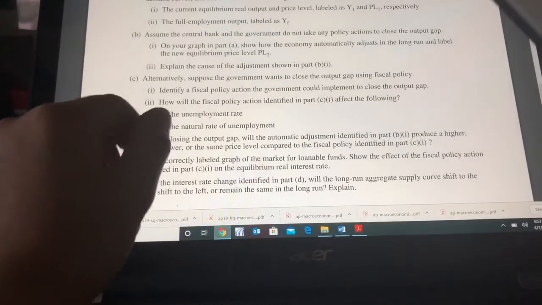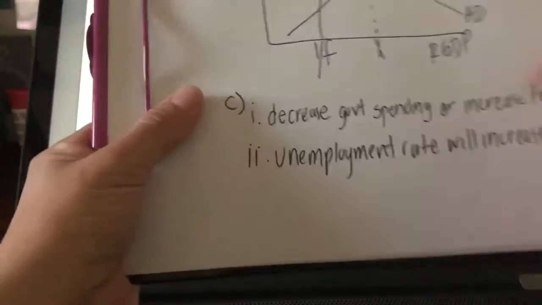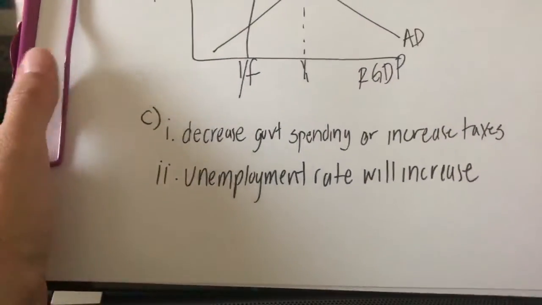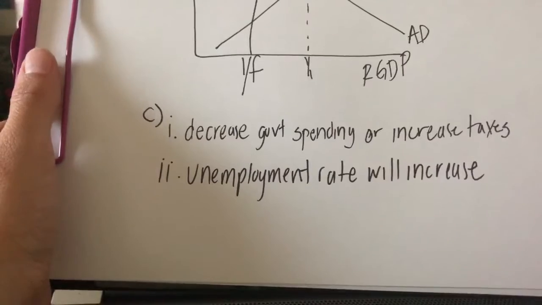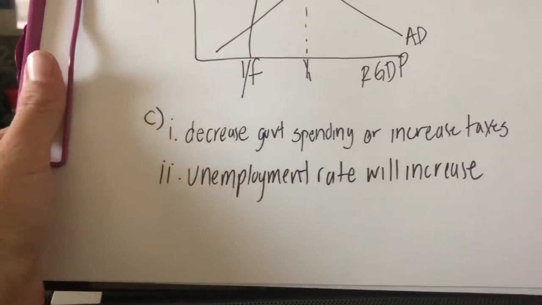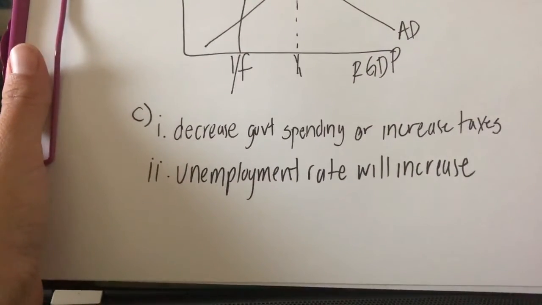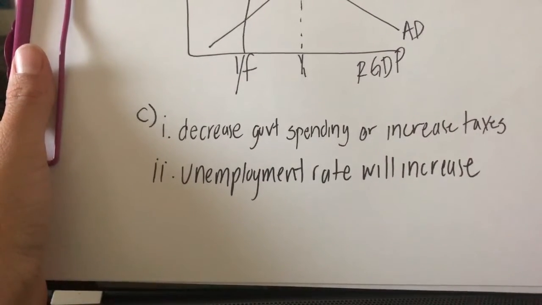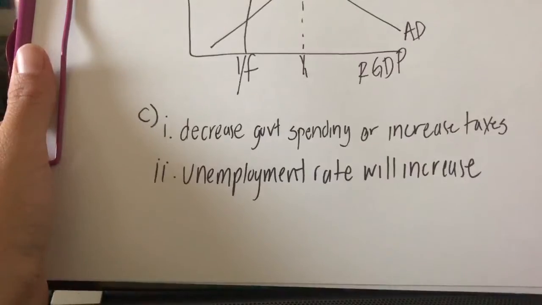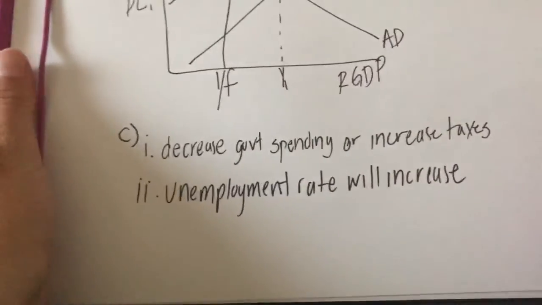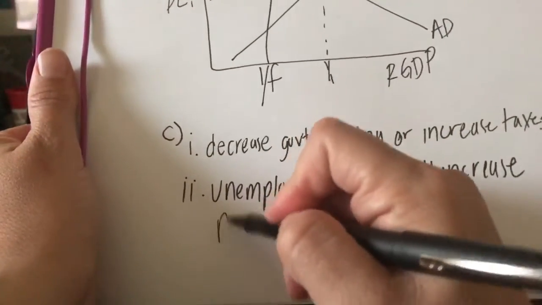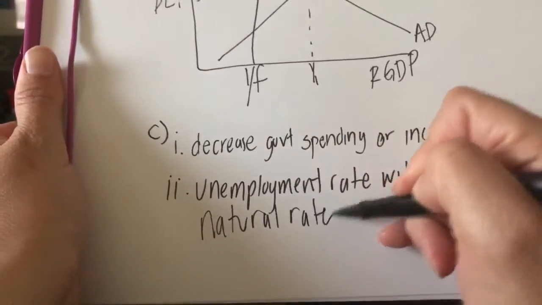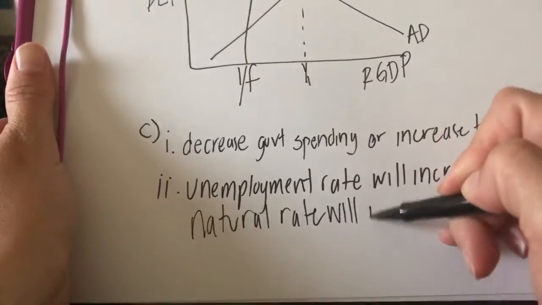The natural rate of unemployment. I know that my natural rate of unemployment is 5%, right? And it said that a lot of people were employed, so we were below 5%. This natural rate of unemployment will remain unchanged. The natural rate will remain unchanged.